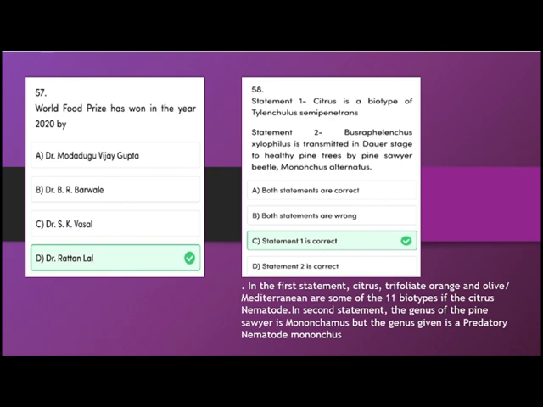Now come to the 57th question. World Food Prize was won in the year 2020 by, and the answer is Dr. Rattan Lal.